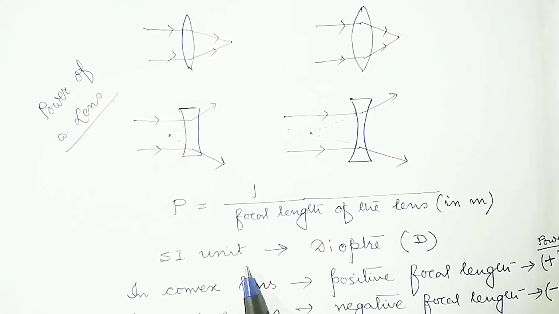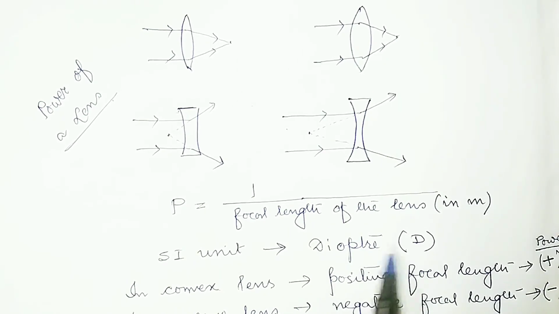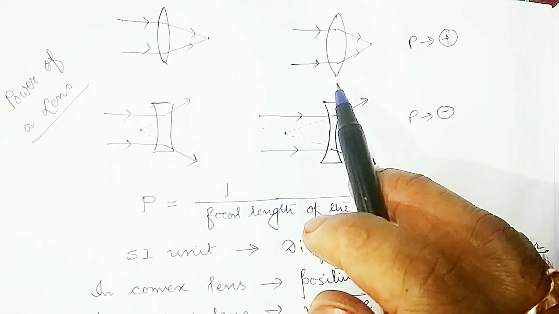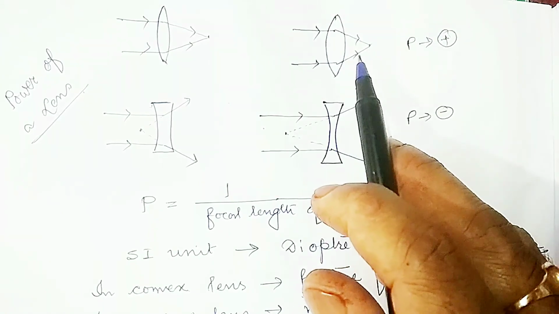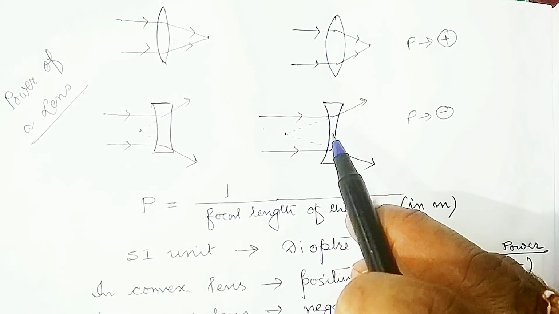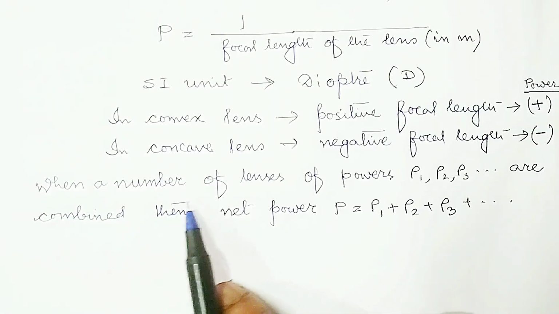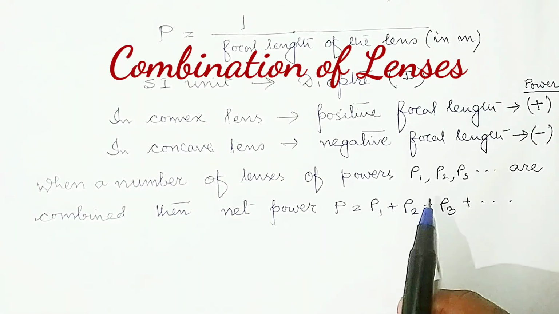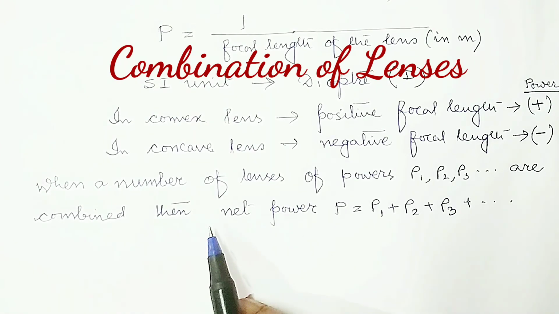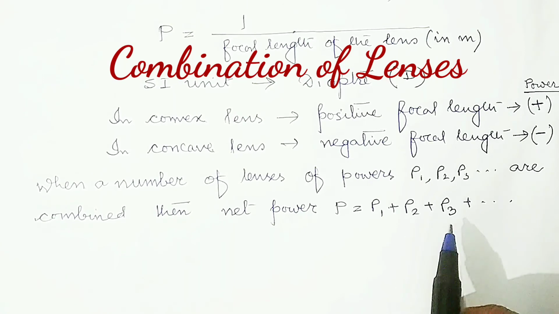In SI units, the power of a lens is measured in diopters. Its symbol is capital letter D. Now, what is 1 diopter? A lens is said to have a power of 1 diopter if its focal length is 1 meter. As a convex lens has a positive focal length, its power is said to be positive. But in case of a concave lens, the focal length is negative. That's why its power is said to be negative. When a number of lenses of powers P1, P2, P3 are kept in contact, then the net power of these lenses will be P1 plus P2 plus P3 and so on.